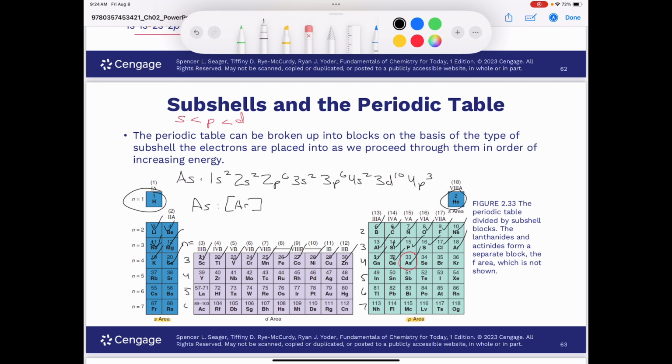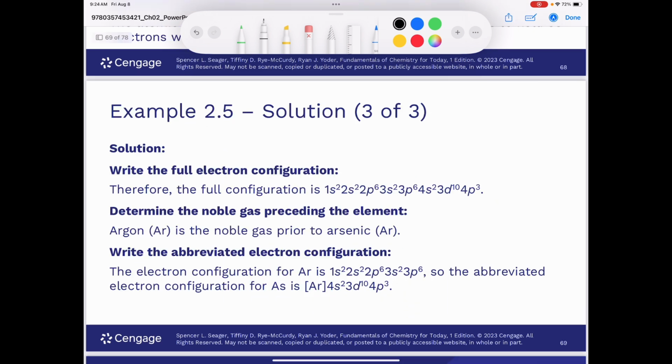All right, so you can see that argon goes up to 3p6. So all of this here is covered by argon. So then we're just going to write the remainder, which is 4s2, 3d10, 4p3. There we go. And so you can see the solution is exactly what we came up with. The full electron configuration is 1s2, 2s2, 2p6, 3s2, 3p6, 4s2, 3d10, 4p3. Then for the noble gas electron configuration, remember the argon is covered by everything up to the 3p6. So our noble gas configuration is going to be argon, and then we just put the rest, which is 4s2, 3d10, 4p3.